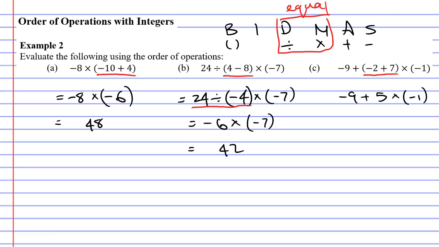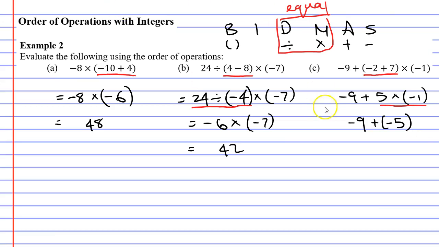So where to from here? Well, we've got addition and multiplication comes before addition, so we're going to multiply first. 5 times negative 1, 5 times 1 is 5, and we carry the negative, and carrying down also the negative 9 and the plus symbol, and we need to put brackets around the negative 5 to show that it's negative 5 and not subtract 5.